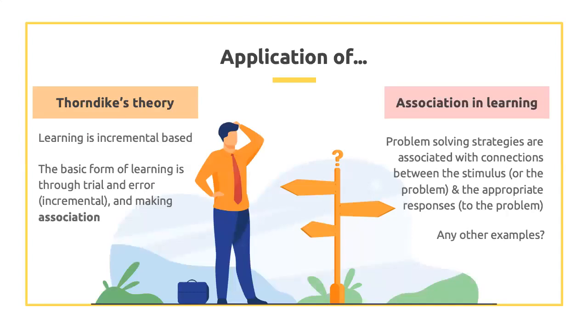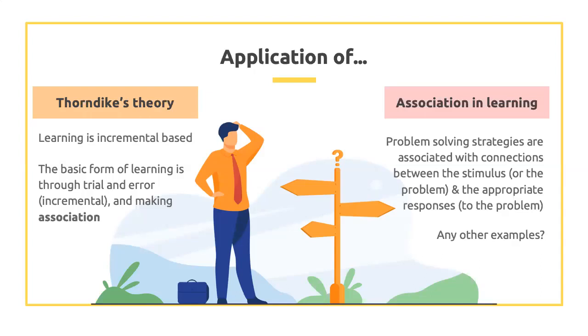For this law of effects, Thorndike says that learning is actually incremental. It does not come suddenly that you are able to learn a skill set. You need to pick up one by one, step by step, incrementally, on the basis of trial and error, and also make associations between the S and the R. That association forms the solid ground for learning. Association in learning is very important and frequently observed by us. For example, problem-solving strategies are associations, connections between the stimulus, the problem itself, and the appropriate responses or solution to that problem.